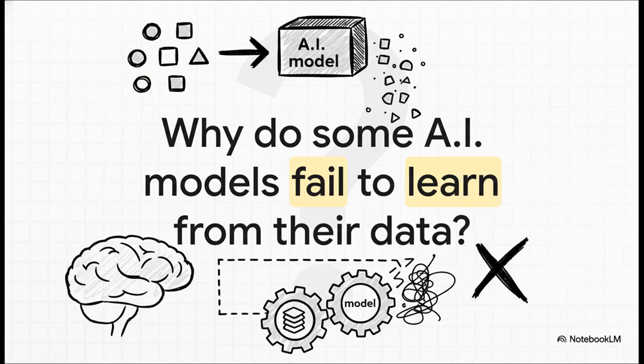So, it really all comes down to this one big question, right? Why on earth do some of these super sophisticated models just fail? And I mean, fail badly at the one thing they are built to do: learn from the data we give them. The answer? It's all about a fundamental mismatch.